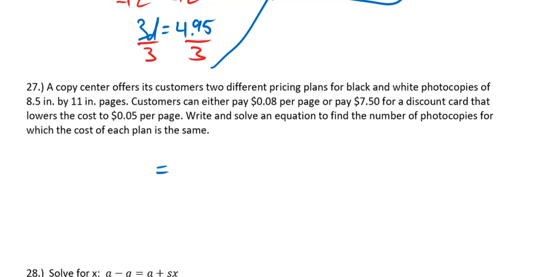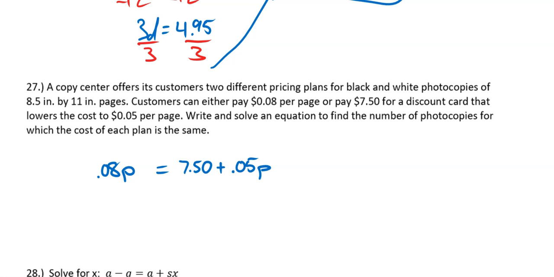So let's think about the 2 plans. The one just charges you 8 cents per page. So I'm going to say 0.08 per page. And I want to know when that is going to equal the other plan, which the other plan was we spent $7.50, so it was $7.50. So we spend that money up front, but now we get charged 5 cents per page. Okay? And so that's it.